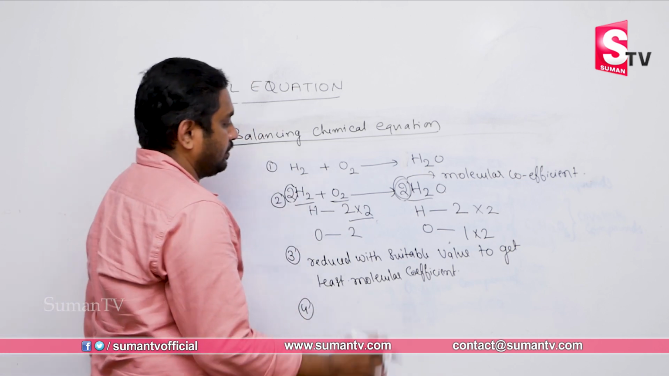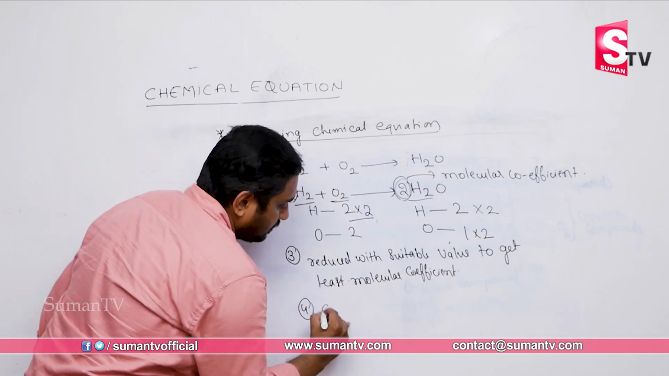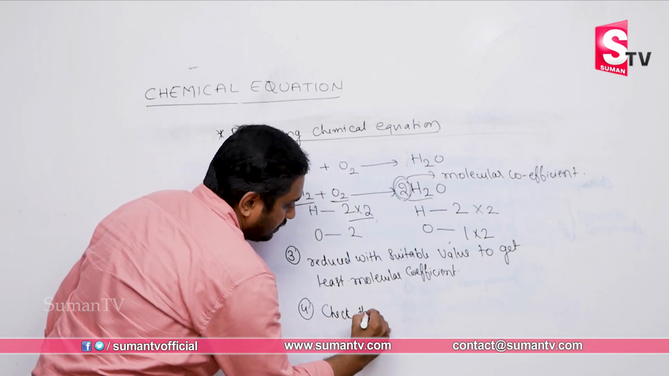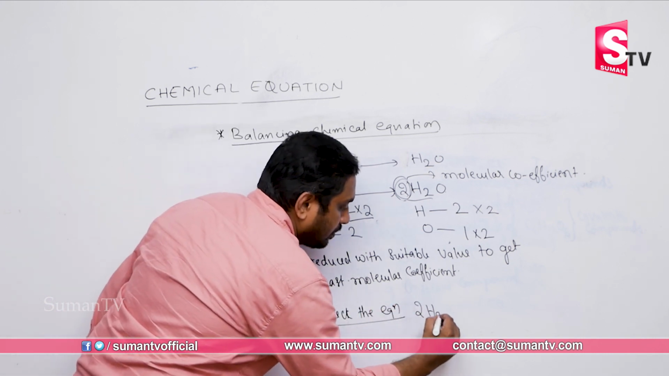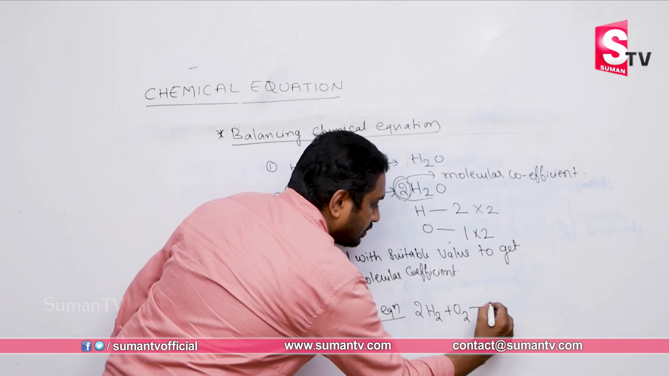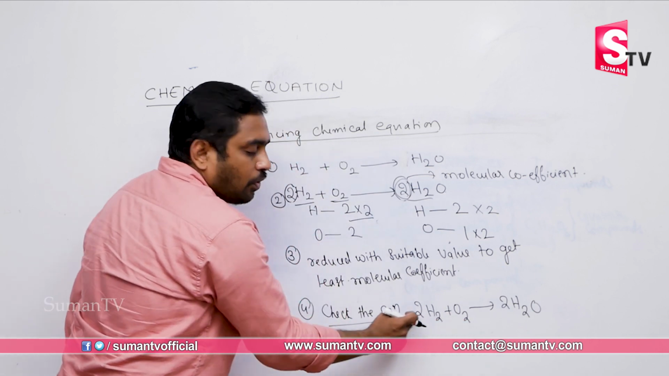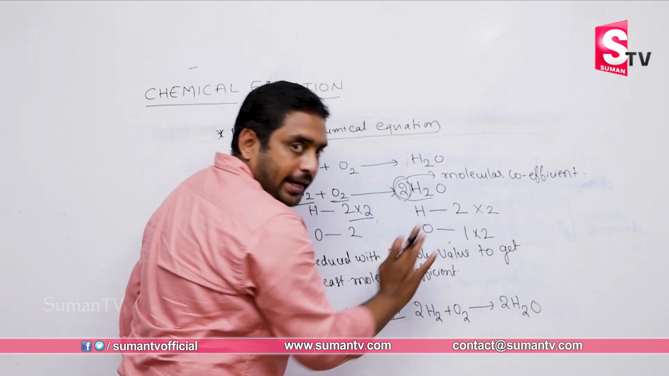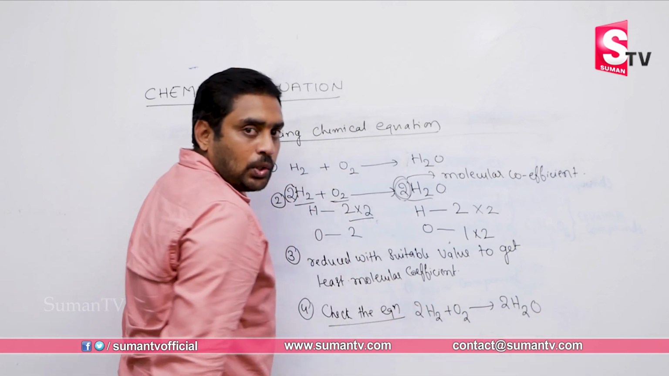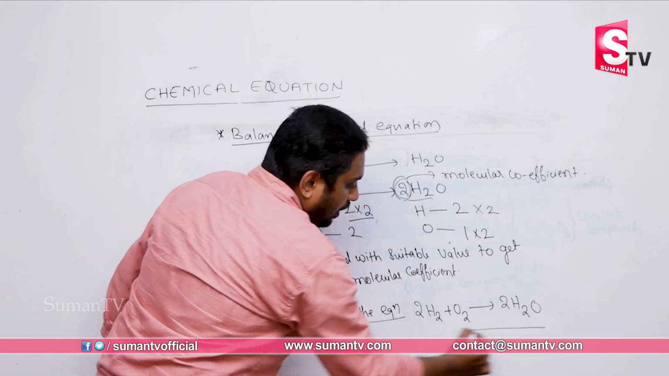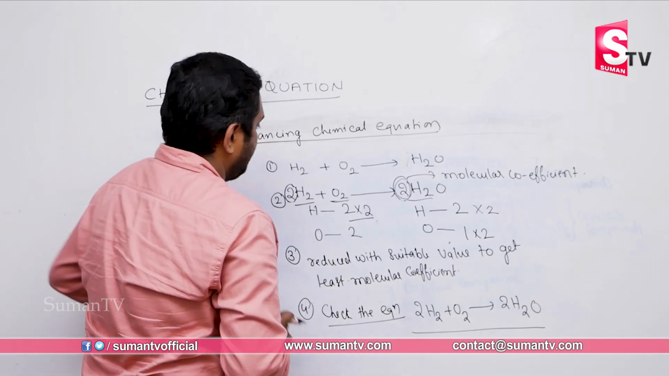Fourth point. Check the equation is balanced or not. Left hand side it contains 4 hydrogen atoms, right hand side it contains 4 hydrogen atoms. Left hand side it contains 2 oxygen atoms, right hand side it contains 2 oxygen atoms. This is the way we have to represent the balanced chemical equation.